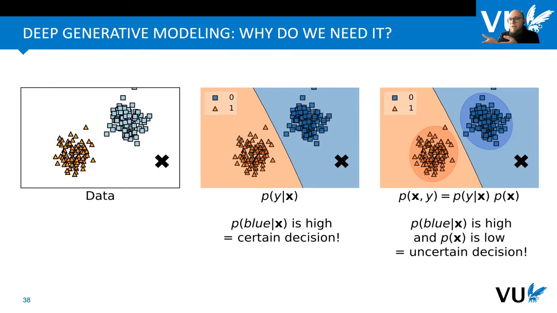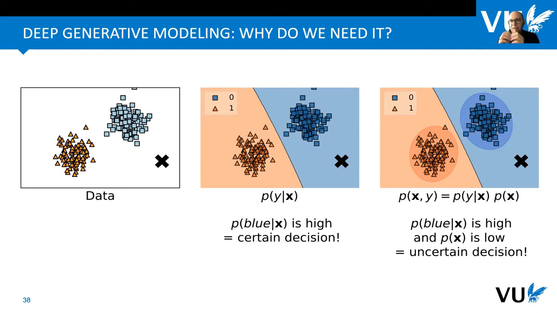So this black cross is actually a clear outlier. In this 2D, we can see it very clearly, right? And if we think about the joint distribution, P of X and Y, because the P of X is really low, we will get a very uncertain decision because the probability will drop significantly, right? And now I hope that you see how this simple example connects with this whole discussion about what is the goal of AI.